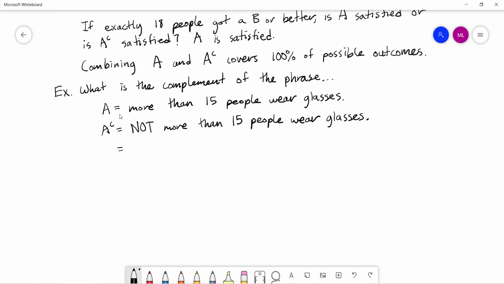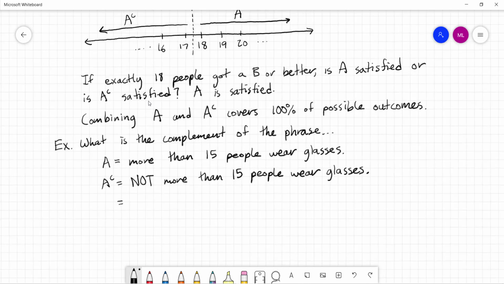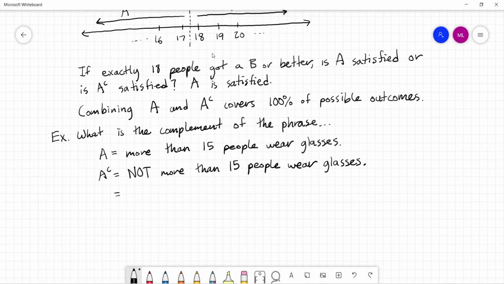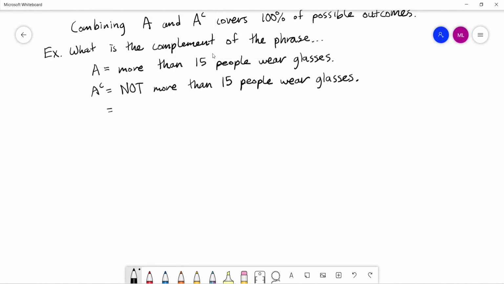If you polled your family, or the class that you're in, or the place that you work, and you asked, do more than 15 people wear glasses? There's only two possibilities. The answer to that question is either yes or it's no. If the answer is yes, then A is satisfied. More than 15 people wear glasses. If the answer is no, then the complement is satisfied, that not more than 15 people wear glasses. So same question, and we can, again, draw a number line like this if it's helpful, but let's see if we can do it without the number line first.